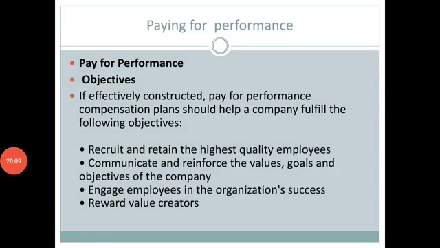Then engage employees in the organization's success. How to make the organization very successful? For this, you can engage these people, because you are paying them for performance, and they will always like to improve their performance. So they will contribute towards organization success. Then reward value creators, which means they will help you to create value in everything.